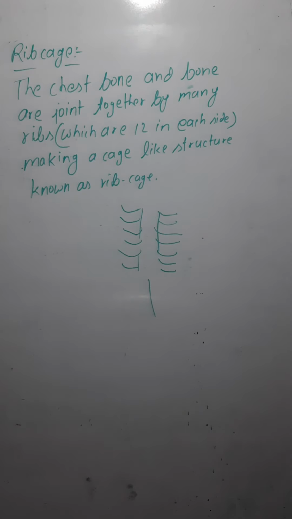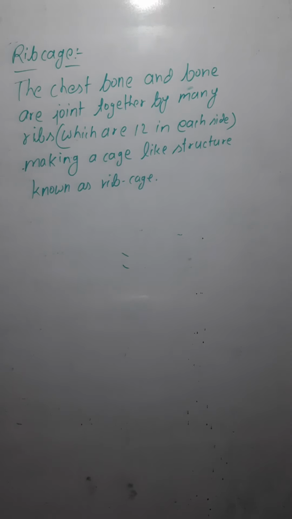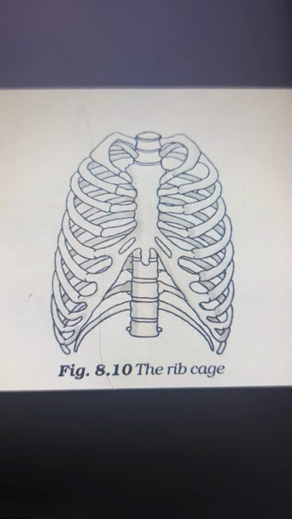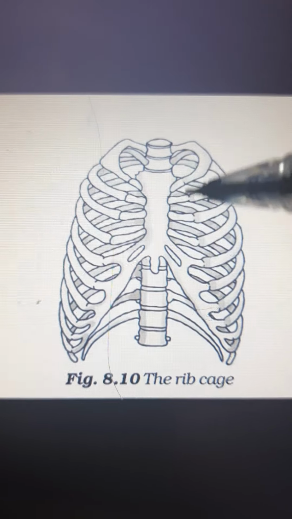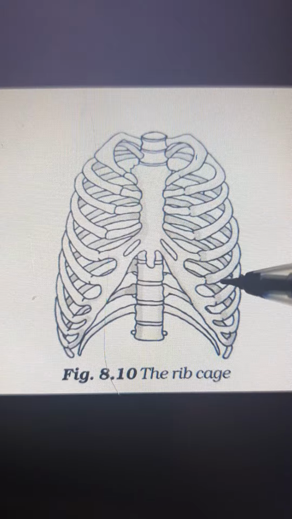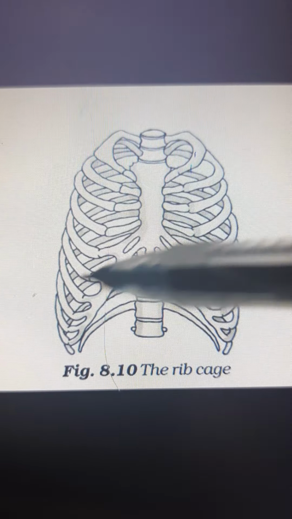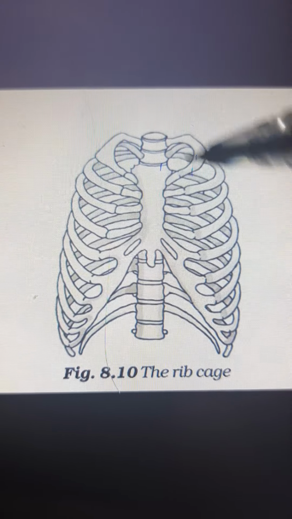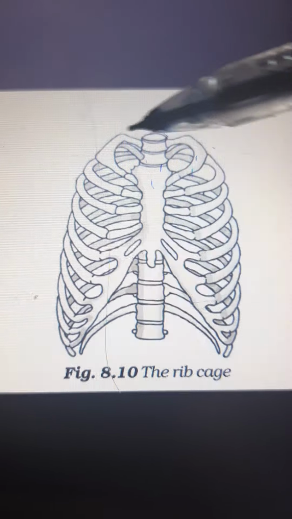Let me show you the structure of the rib cage, which you also have to make in your notebook. This is the structure of the rib cage. Now if you see, these are the ribs, 12 on each side. If you count 1, 2, 3, 4, 5, 6, 7, 8, 9, 10, 11, 12, so 12 ribs from this one side, 12 ribs from the other side. All these ribs are joining the chest bone and the backbone.